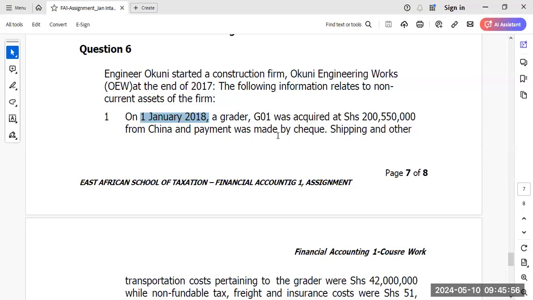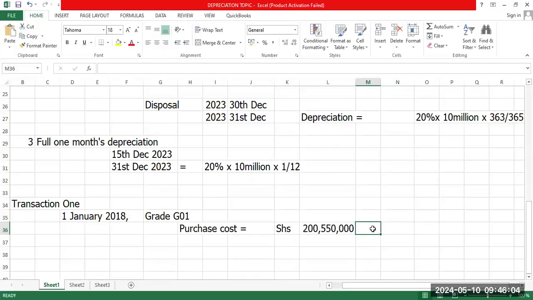Then they are telling us that the payment was made by check. Because you see on the required part, they said you also prepare the bank account. So it will make sense.